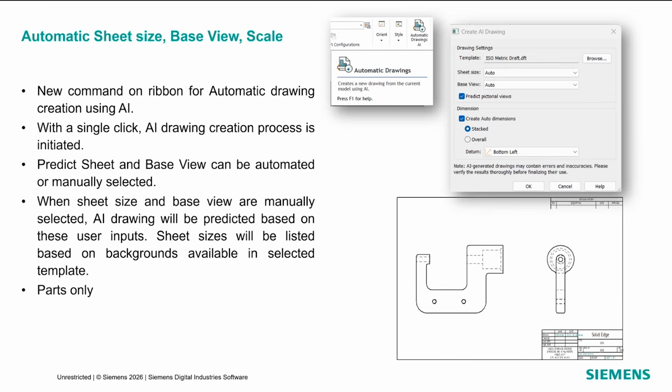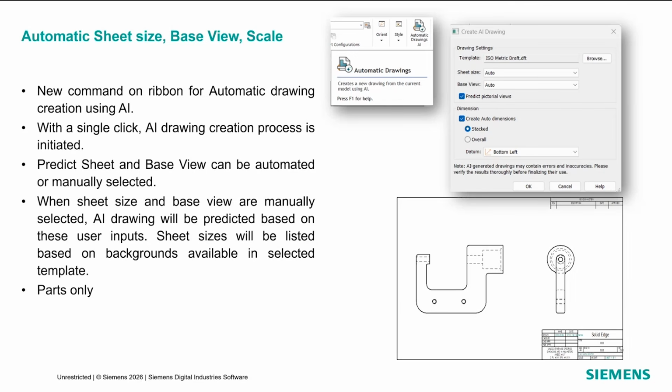So if we were to get into all those different sections one by one, let's get started with the automatic sheet size and the scale and the views. Again, this is a new command inside Designcenter Solid Edge 2026. It's called automatic drawing, and you will see it on the Home tab. Here we will get into an example a little bit as well to show you how the process works.